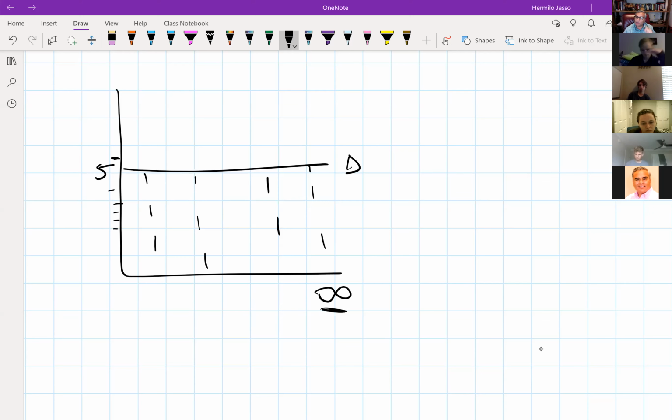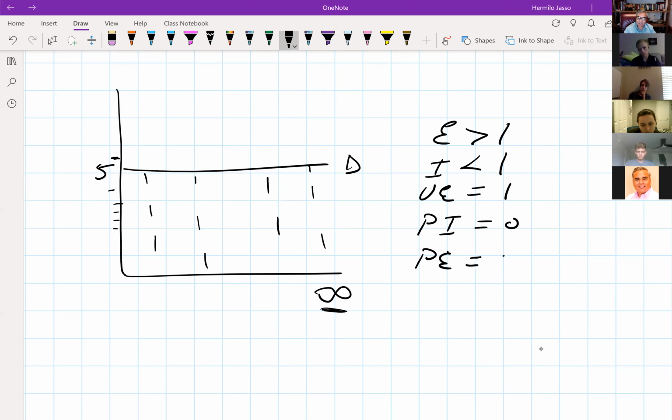So what will be the numerical value of this type of elasticity? It cannot be defined. We know it's there, but it cannot be defined. So elastic is greater than 1, inelastic is less than 1, unit elastic equals 1, perfectly inelastic equals 0, and perfectly elastic is undefined. We do not know. It's there, but we cannot define it. Again, we're just trying to teach you the issue of elasticity.